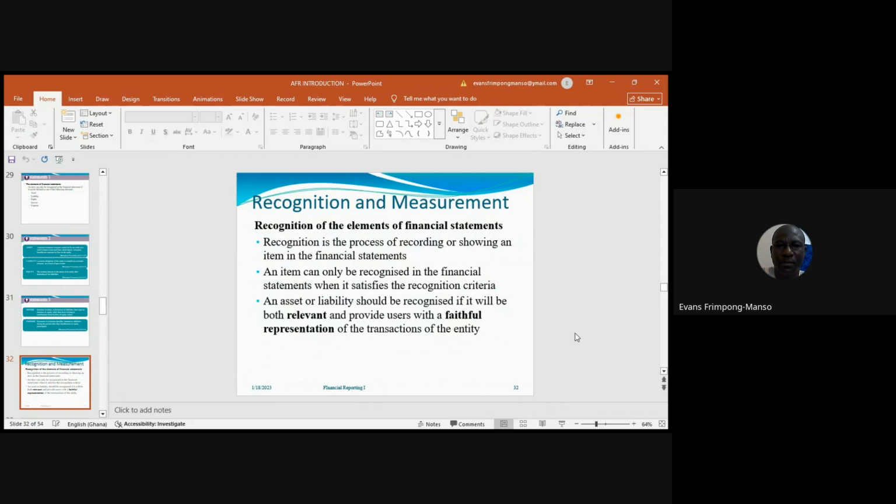How do we recognize and measure these elements? I'm talking about the assets, liabilities, income, expenses. How do we measure and recognize them on the financial statement? Now, note this one. This one is not on the slide. Note it very well.